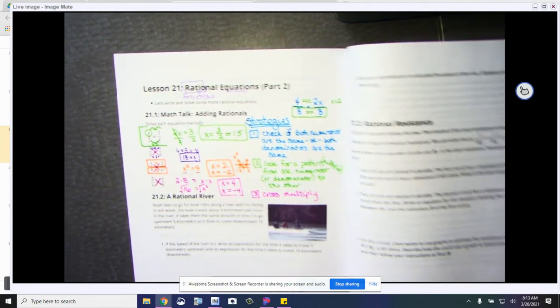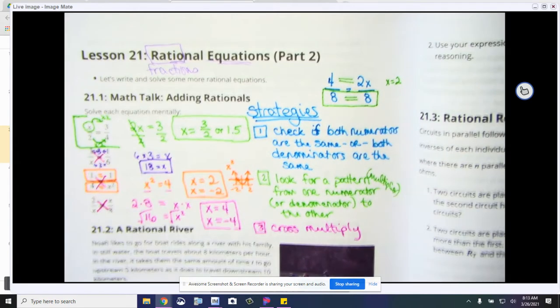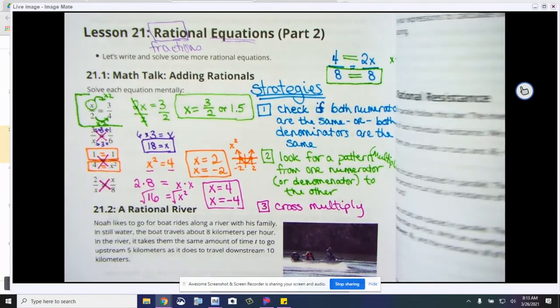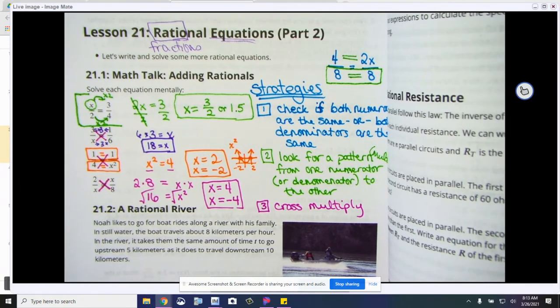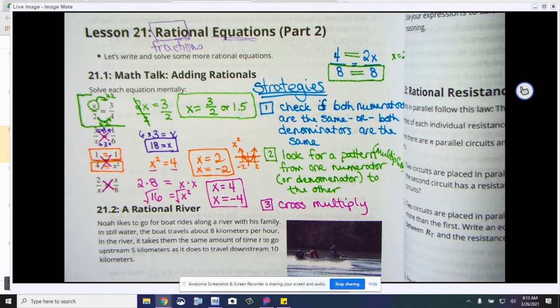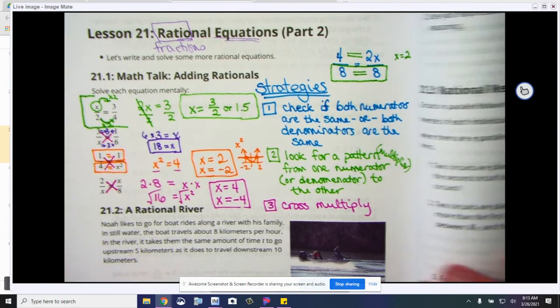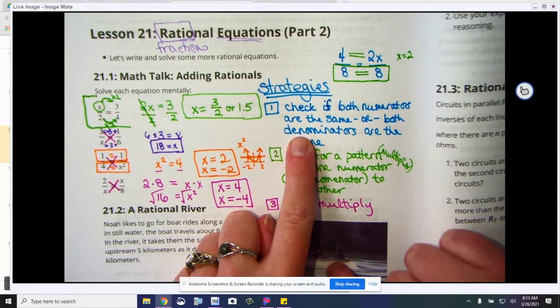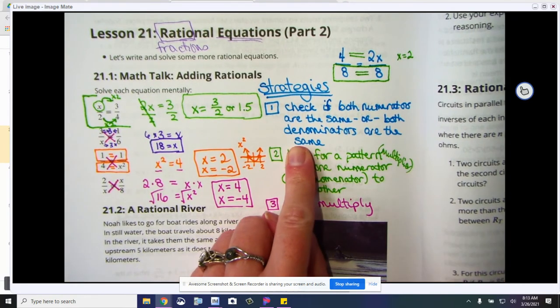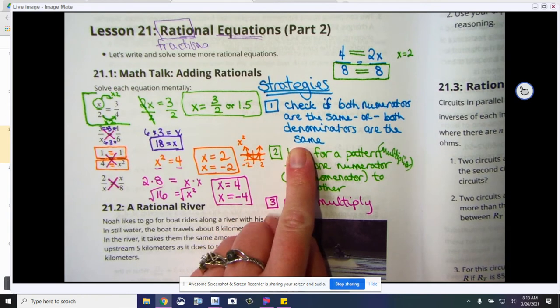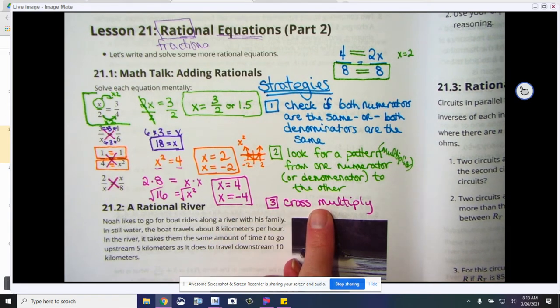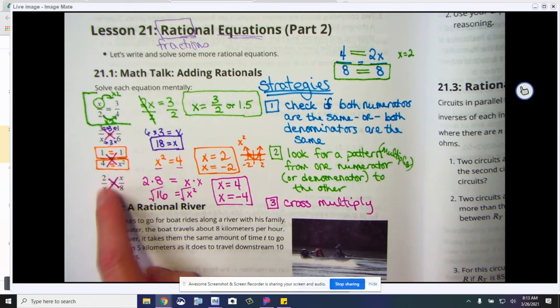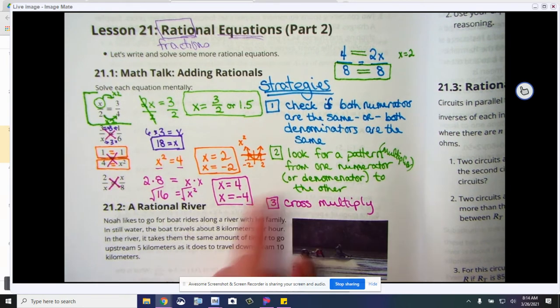All right. Again, lesson 21 is when we're pulling all of our info together and being able to use it, rewrite things in different ways so we can solve unknown values, make some calculations, and see what we're doing. So we know we're anticipating some fractional equations. And we mentioned yesterday we can check if we have the same numerator or denominator. That would help speed us along. Or if we can find a pattern that would help us solve from one denominator or numerator to the other, that could make it easier.